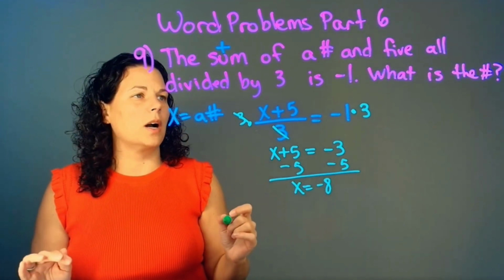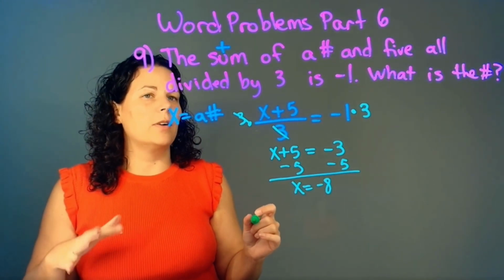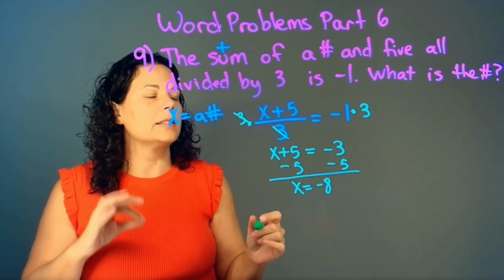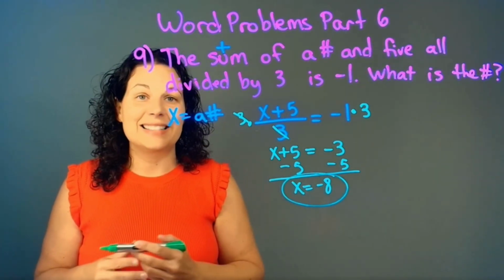Let's go back and read the problem. The sum of a number and 5 all divided by 3 is -1. What is the number? The number is -8.